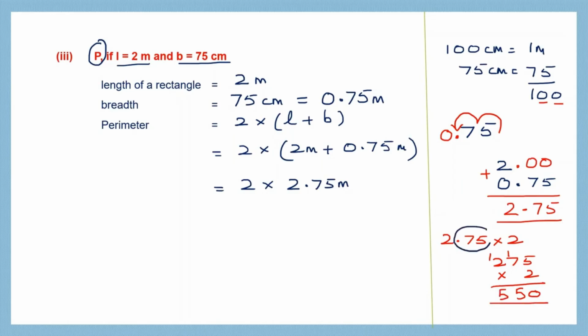There are 2 decimal places. That means 2 digits after the point. In our answer also, there should be 2 digits after the point. So it comes here, it becomes 5.50. So we have found the perimeter. Perimeter is equal to 5.50 or 5.5 meters. So this is our answer, 5.5 meters.